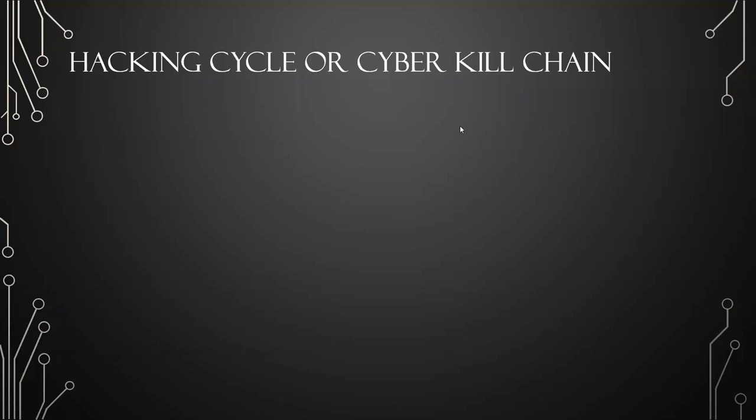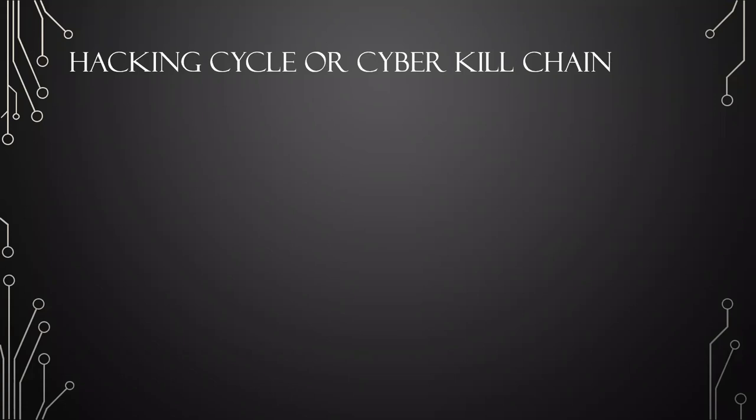Now, as I've mentioned, all the three types of hackers perform hacking or ethical hacking in a certain fashion. They follow a certain set of procedures. And those procedures are collectively called the hacking cycle or cyber kill chain. Now, let me briefly list out these steps one by one, and then we'll discuss them as well so that you have a better idea of what the whole course consists of.